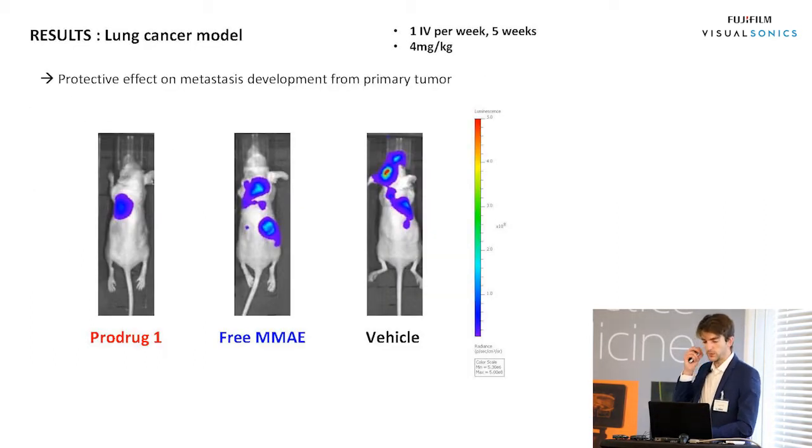However, we observed a protective effect on metastasis and the metastasis development from the primary tumor. There were no mice developing metastasis in the treated group as compared to the free MMAE and the vehicle group. Every mouse developed metastasis, and some of them died due to this high metastasis phenomenon.